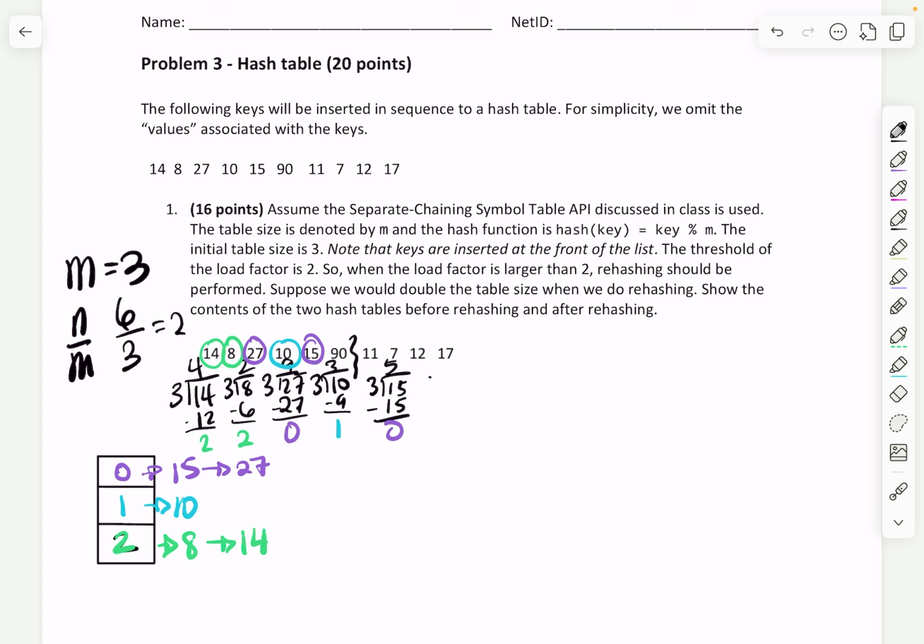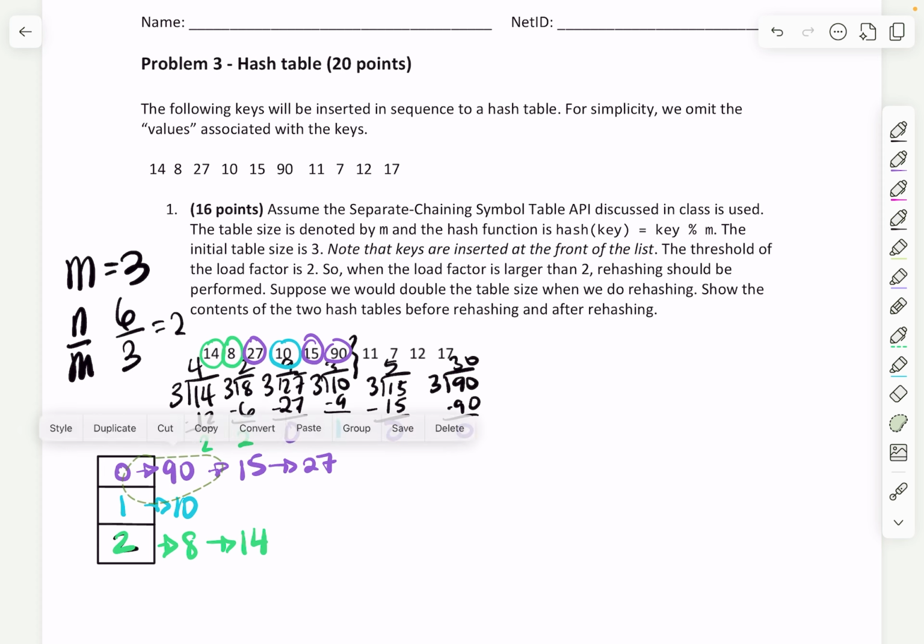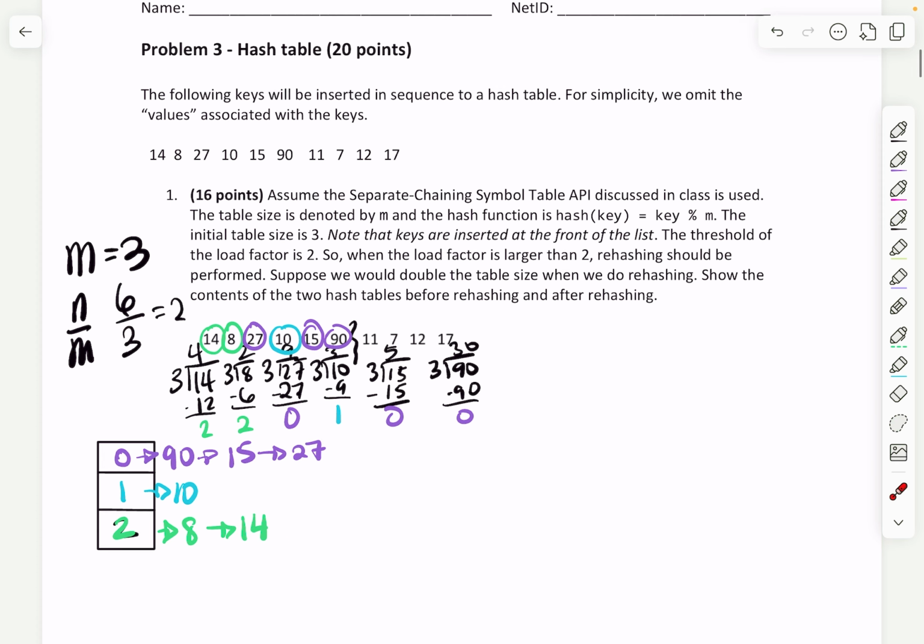And then finally, 90. So 3, 90, that'd be 30, 90, 0 again. You have 90 and you are inserting at the front of the list. So push it. Everything has to be pushed so that you can be at the front. And then after we add 90, we are going to resize.